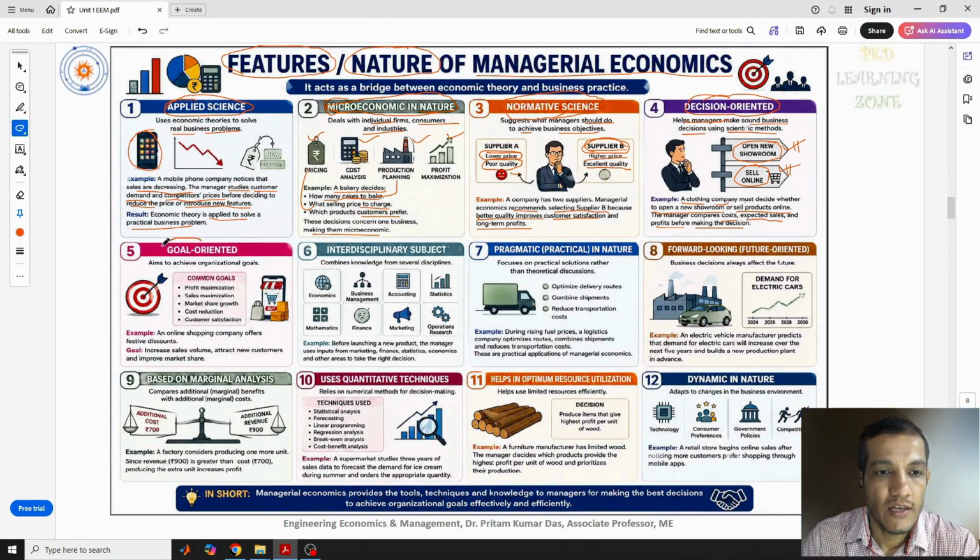The next one is goal oriented. It aims to achieve the organization's goals. So what goals should be there in the organization? Very simple. First, they need to maximize profit. Any organization will first focus on the profit of the company. Then sales maximization. Obviously, profit maximization is directly related to sales maximization. If sales improve, then your profit will improve. Next are market share growth, cost reduction, and customer satisfaction. These are the important parts of being goal oriented.